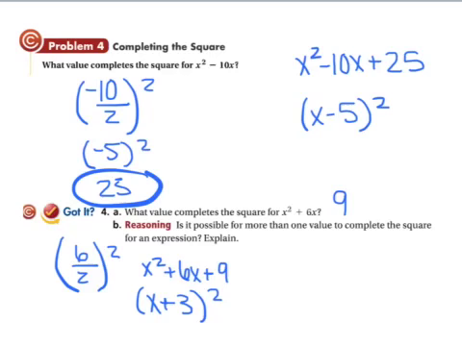Exactly. It doesn't matter what sign you start with on b. You're always squaring this value. You're taking the value, dividing by 2, and then squaring it. So there's no way that this value could be negative. So are you going to have more than one value that completes the square? No, there's only one that completes the square. And we also know that it's always going to be positive.